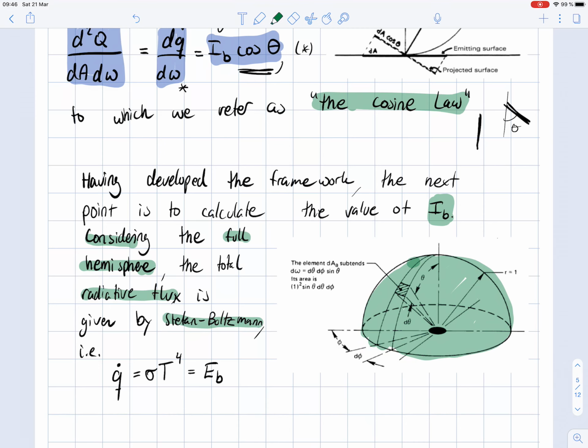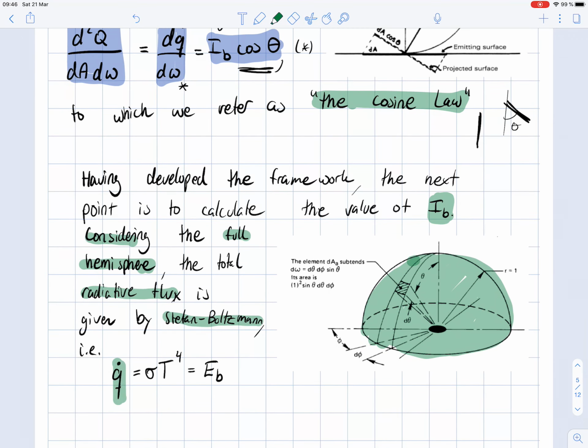The flux, as we know it, is sigma times the temperature at this emitting source to the power 4. And this is, as per usual, E_B for a black body. So that's the total flux.